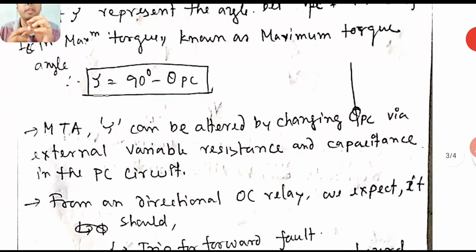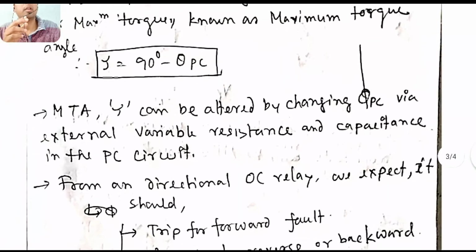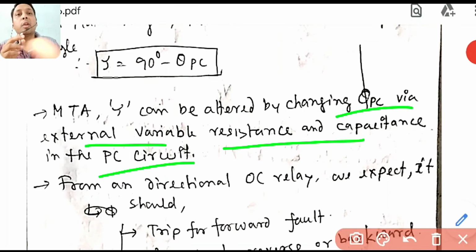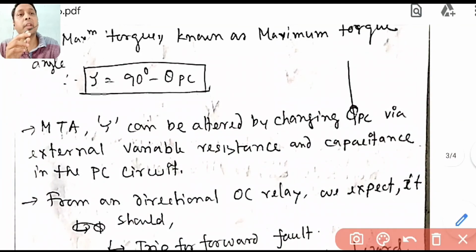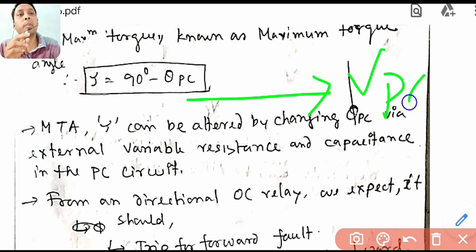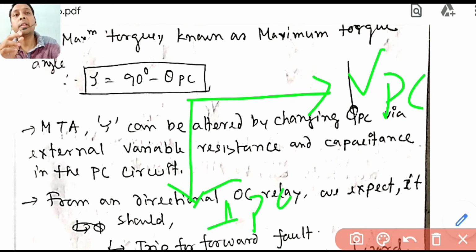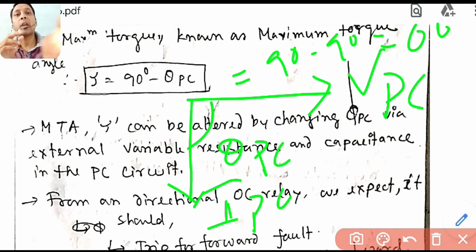So you remember this formula: MTA is 90 minus theta PC, by external variable resistance and capacitance in the circuit. Now can you recall your wattmeter, what you have studied? What is the MTA of the wattmeter? Let me draw the phasor diagram for MTA. This is your VPC in case of wattmeter. Wattmeter is purely inductive, there is no variable resistance, so your IPC will be here, and this is your theta PC. So once theta PC equals 90, what will be tau? 90 minus 90, 0. So tau is 0.